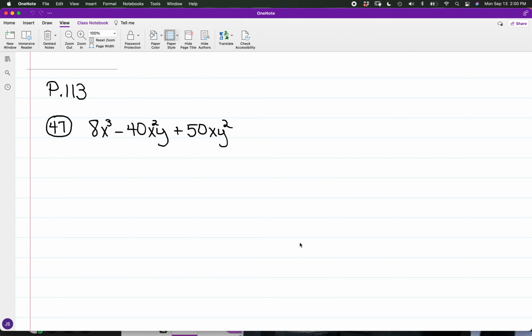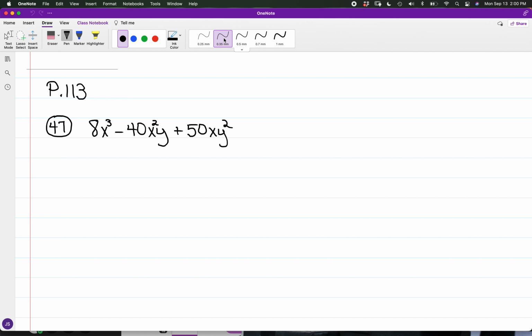Just picking up where we left off, we started going into a problem set on page 113. Much of the items revolve around quadratic equations and fractions. We have factoring, and in the case of number 47, we're looking at factoring completely the trinomial 8x cubed minus 40x squared y plus 50xy squared.